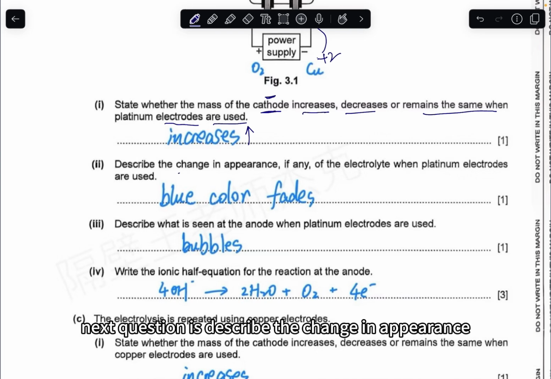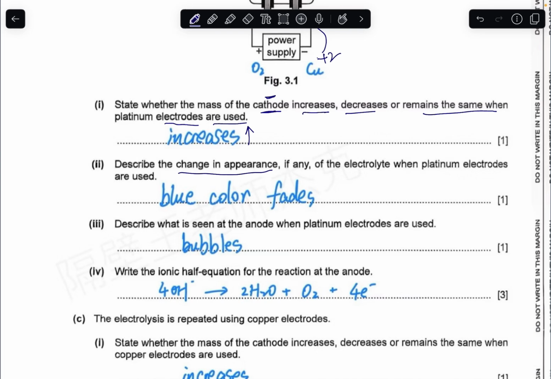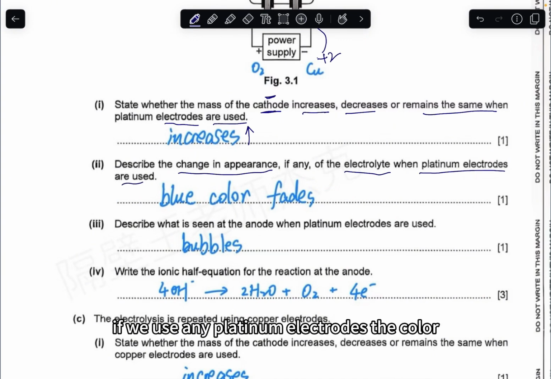Next question is, describe the change in appearance, if any, of the electrolyte when platinum electrodes are used. If we use platinum electrodes, the blue color will fade, because more and more copper will deposit on the electrode, so the blue color will disappear.